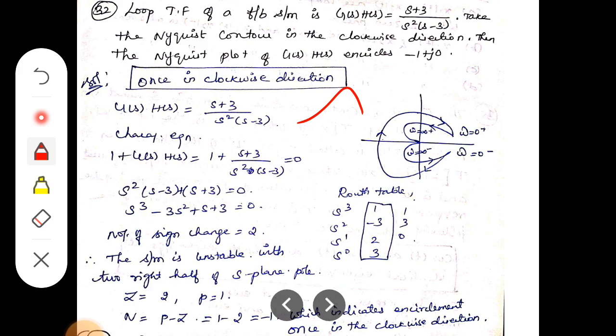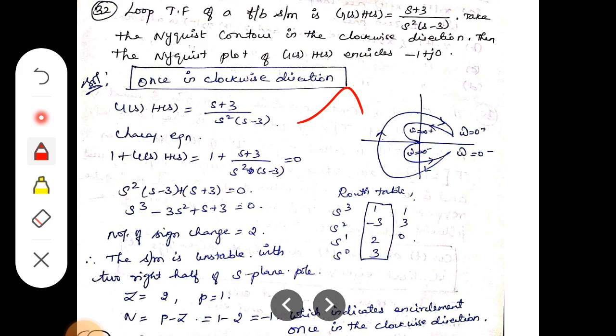So here, in the first column, the signs go plus, then minus, then plus, so two sign changes occur. Totally two poles lie on the right half of the S plane. Those on the right half of the S plane are considered as zeros, and the left half of the S plane is considered as poles here for the N circles.